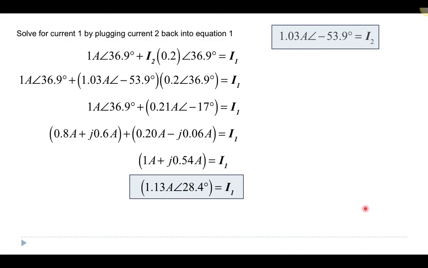Basically everything that you learned in DC about mesh analysis is still valid here. Instead of resistors, we have impedance values, and all of our voltages, impedance values, and currents are all phasors, and we have to make sure we add, subtract, multiply, and divide using this complex notation.